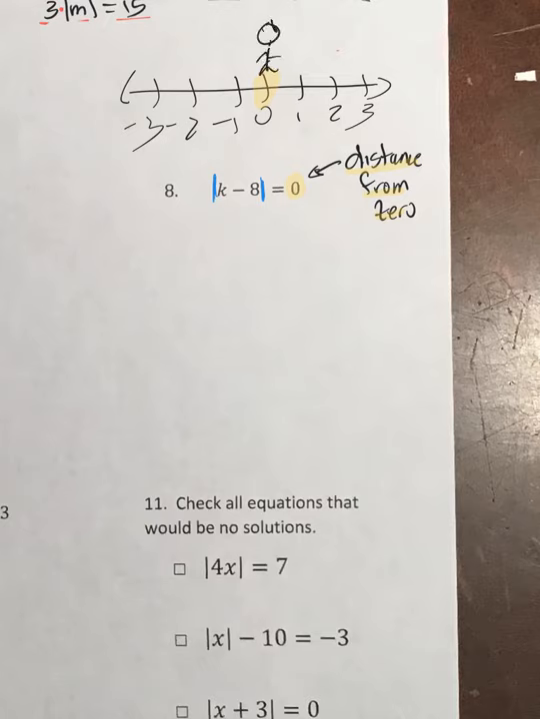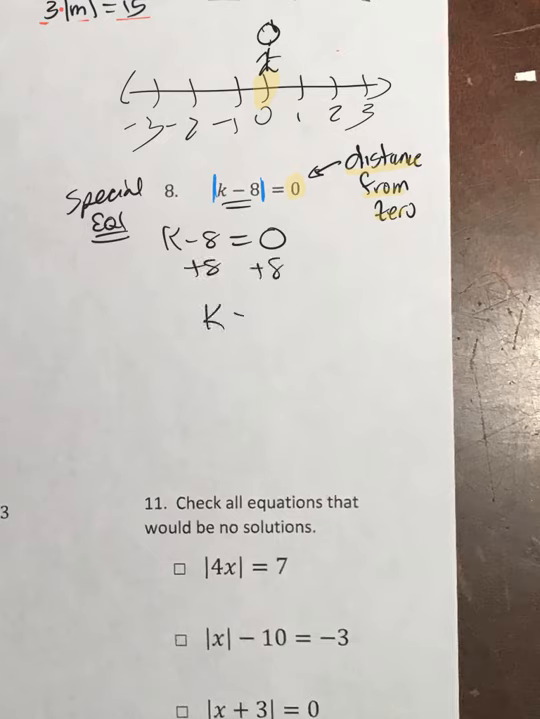So for this one, we don't have two equations because, so k minus 8, what's inside, if you have to be 0 units from 0, you have to actually be standing on 0. So this one's kind of a special case because there's only going to be one equation, because only 0 is going to make that true. And then we can add 8 to both sides, and that gives you k equals 8.